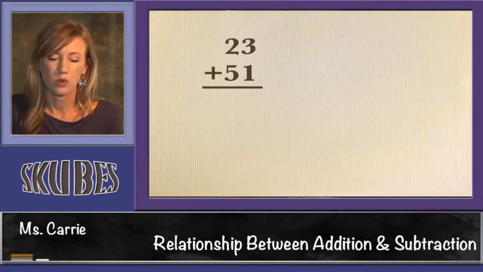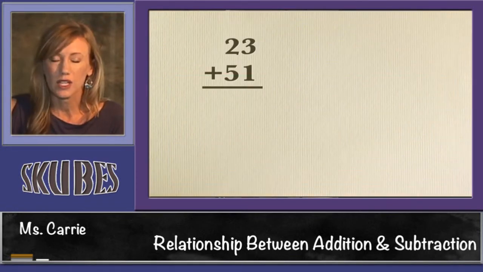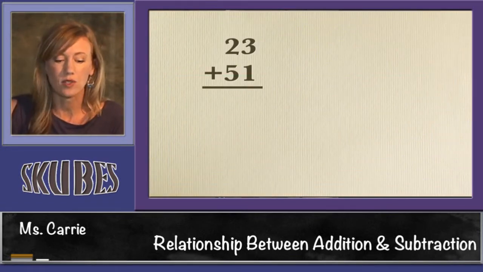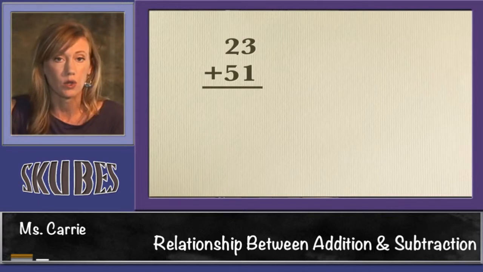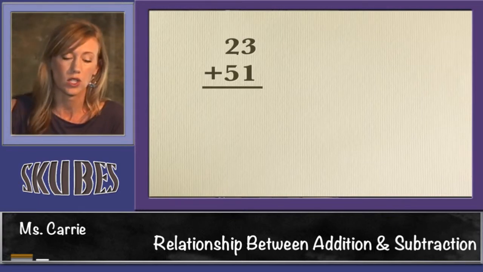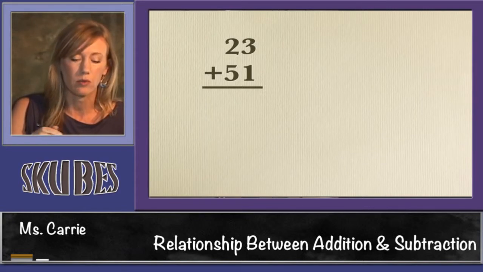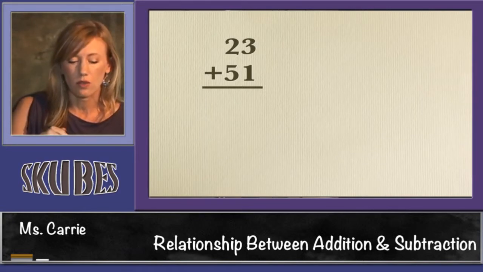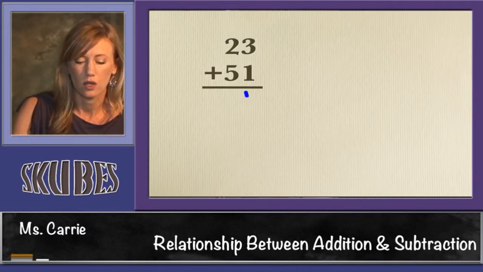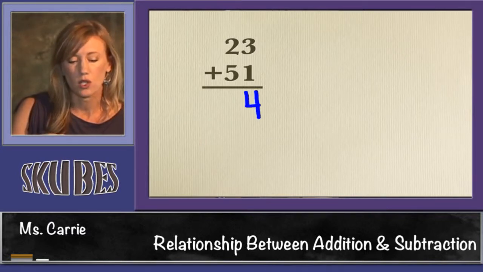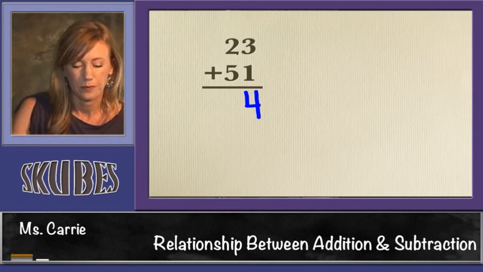Now, sometimes we'll see just a regular problem. We can do the same thing. It doesn't have to be in a house with a whole fact family of four different equations. Let's see what we come up with when we do this. This is an addition problem. We start on the right side. We know that 3 plus 1 is 4. And we know that 2 plus 5 is 7.